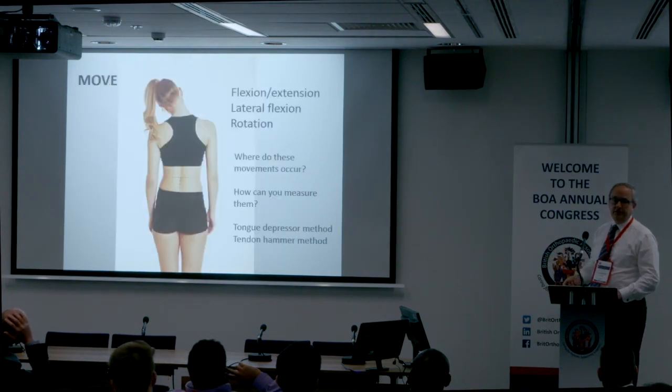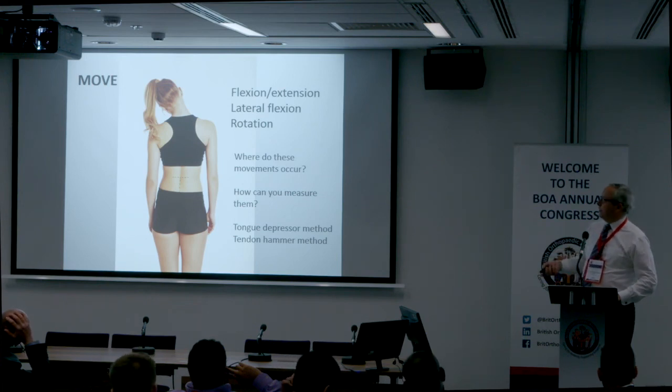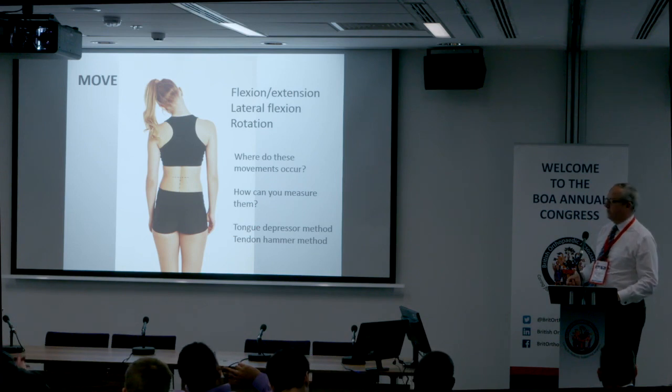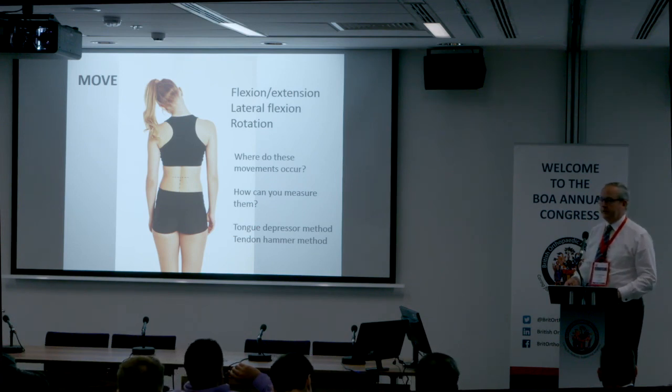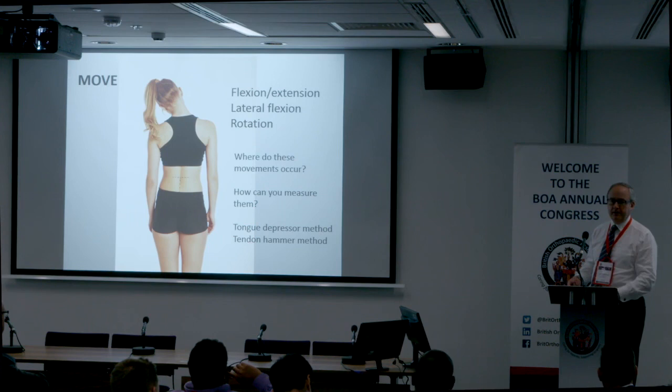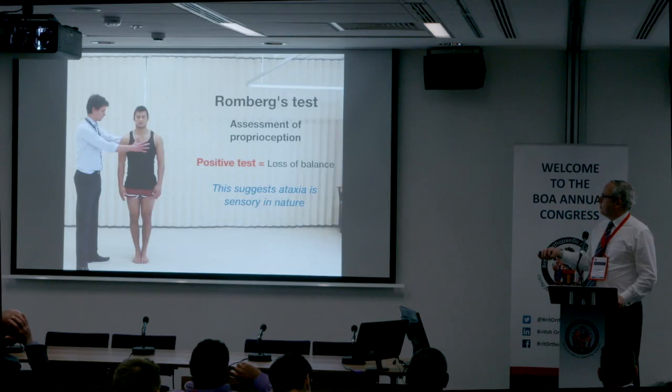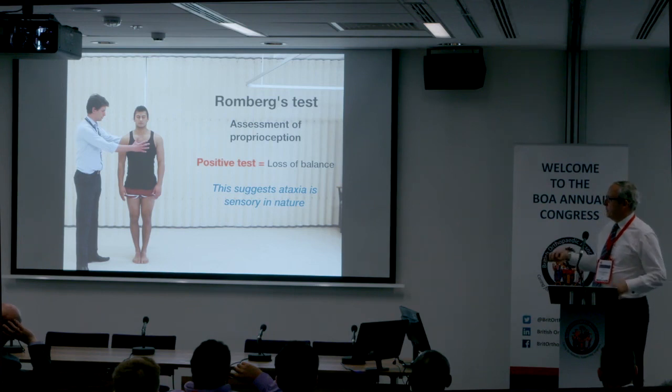And then movements. Movements of the cervical spine, flexion and extension, lateral flexion and rotation. You need to be thinking, where do these movements occur? So if a patient has no rotation, you might be thinking, oh, this looks like it might be upper cervical spine. How do you measure them? And there's the tongue depressor method, there's the tendon hammer method, and there's the just guesstimating it method. We'll talk about those this afternoon. Romberg's test is often asked about with the patient standing up, and you'll know about this.